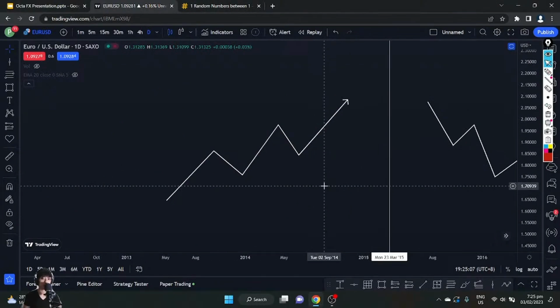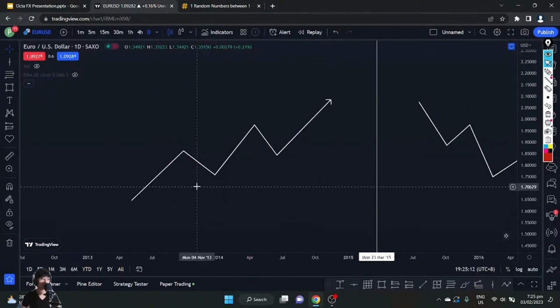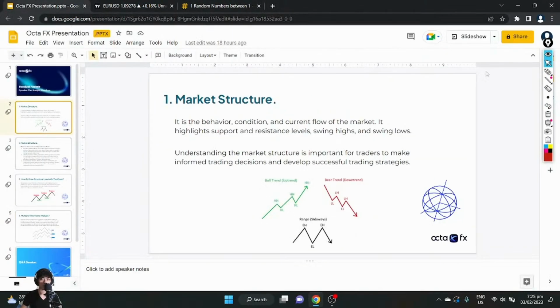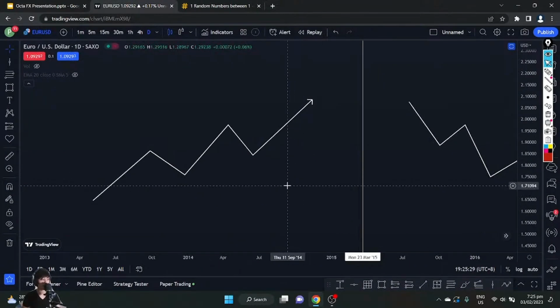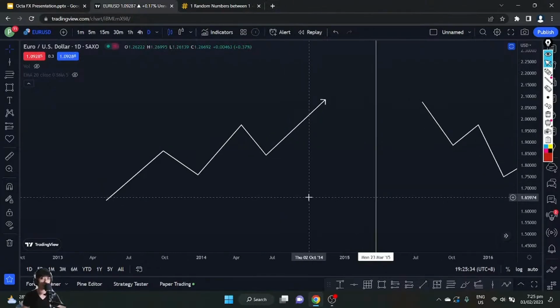This is very important because when you learn how to read a market structure like this, the highs and lows, the swing highs and lows are very important. Once you learn how to read those market structures, the highs and lows, you will be able to trade even without a moving average, and you will be able to locate the most important levels on the chart.